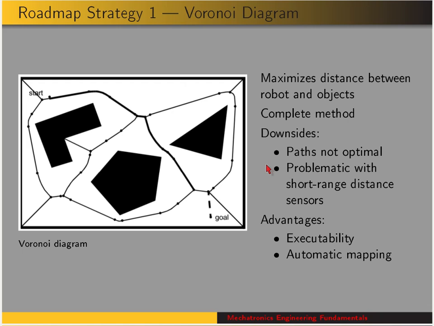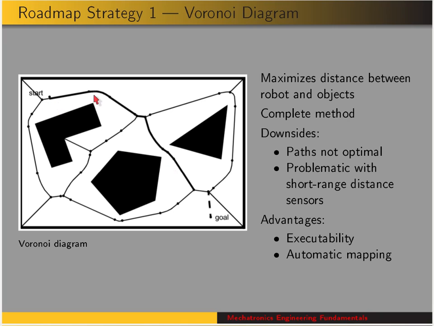But on the upside, this is really easy to execute. As long as we're sensing the objects, the robot just turns in order to keep the distance to the object on the left and the distance to the object on the right equal. And also, this can generate automatic mapping.